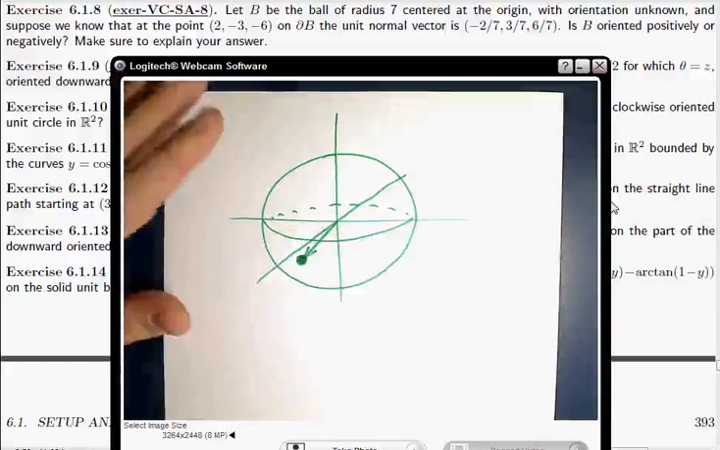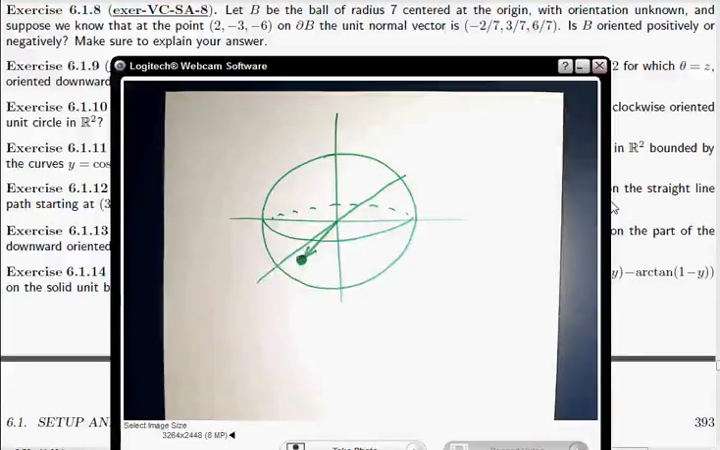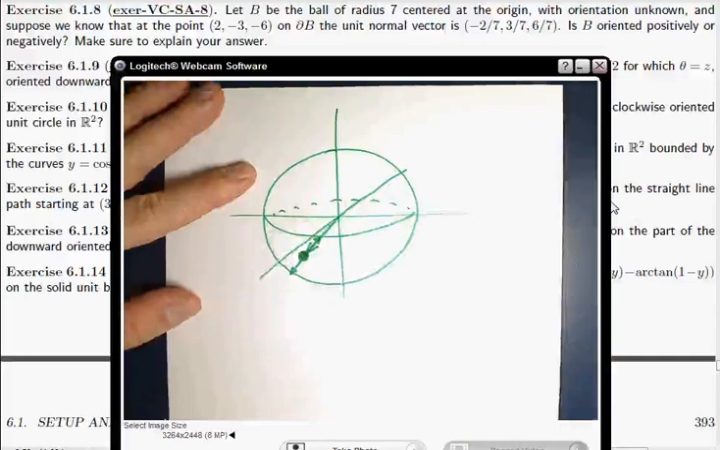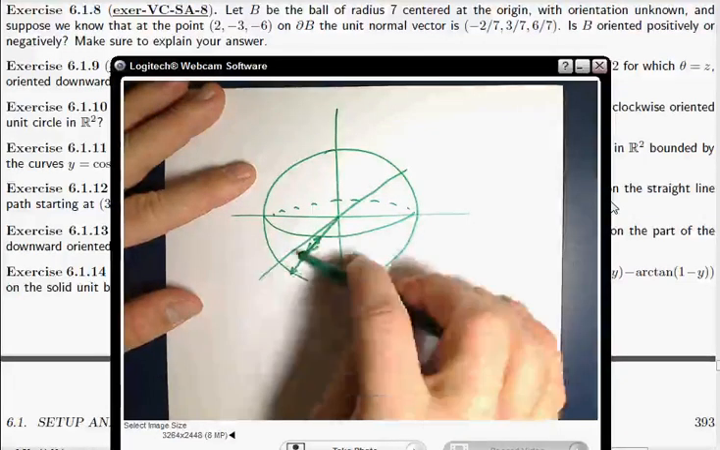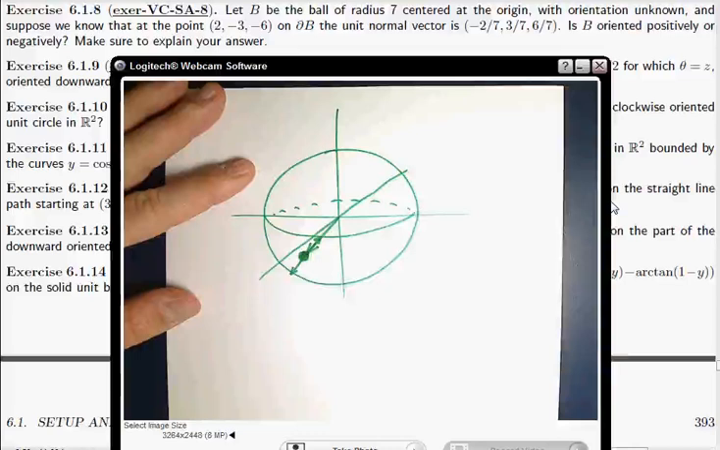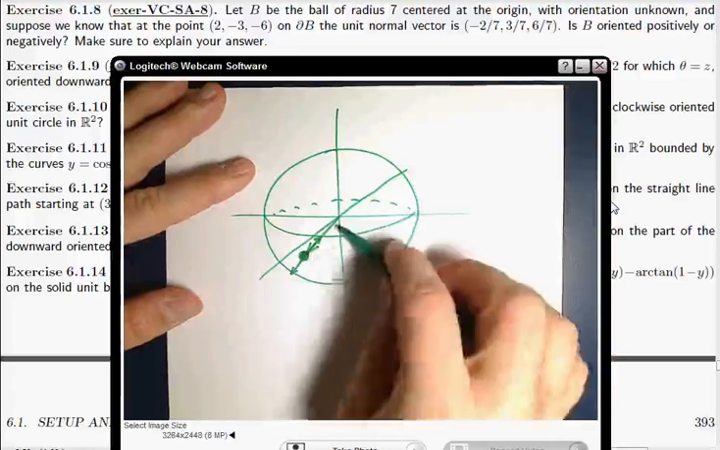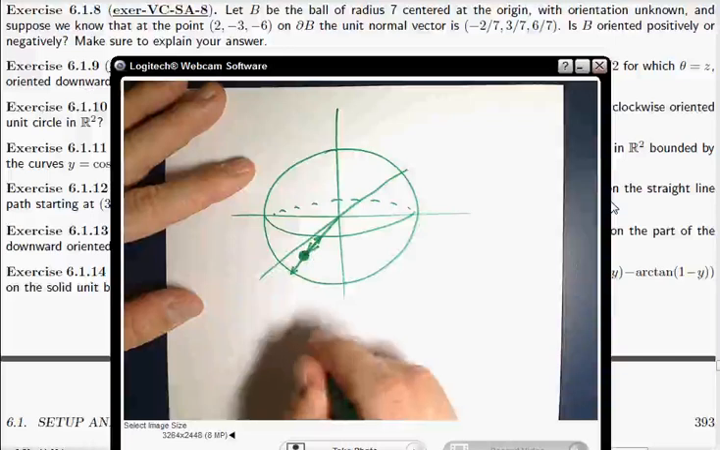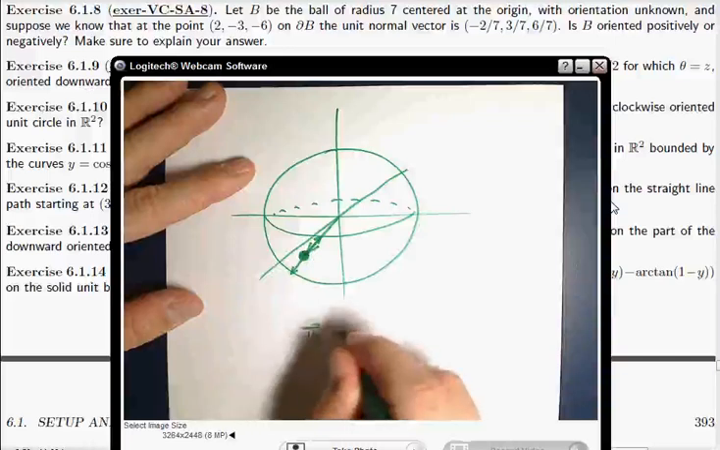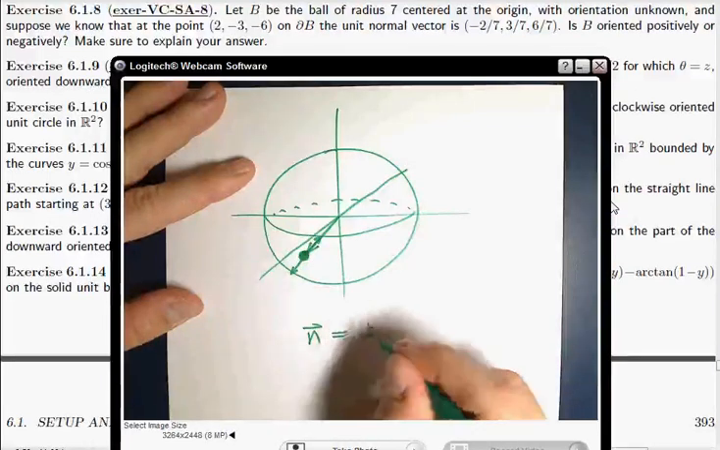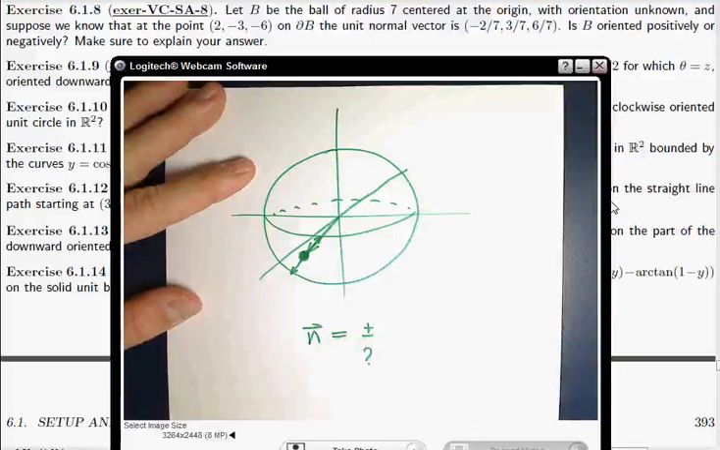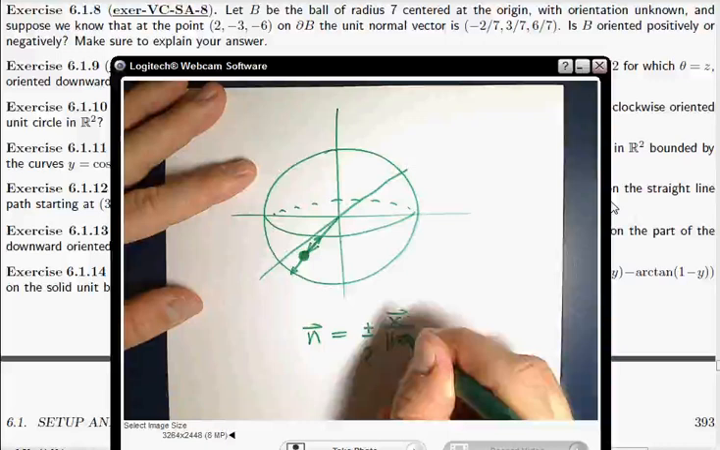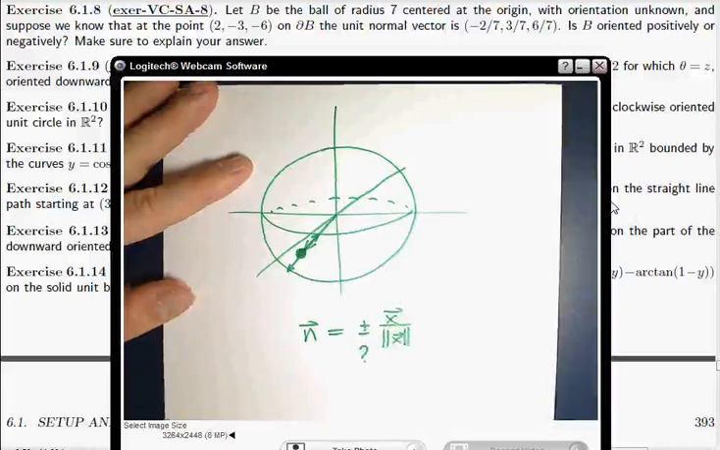And I know that there's only two possibilities for what the unit normal vector might be. The unit normal vector is either that vector or it's that vector. It's either pointing exactly toward the origin or it's pointing exactly away from the origin. And in fact, it's got to be a unit vector, and clearly it's got to be parallel to the position vector for that point. In fact, I claim that this unit normal vector has to be either plus or minus, and I don't know which one, x divided by the length of x. Does that make sense? Yeah.